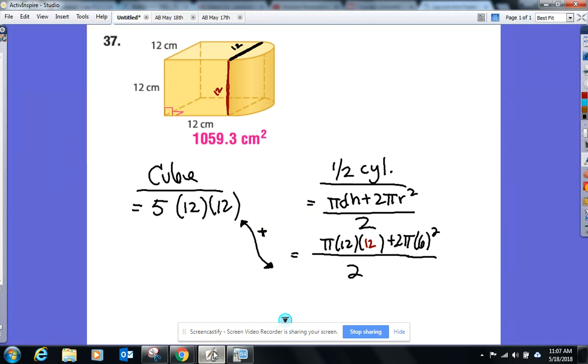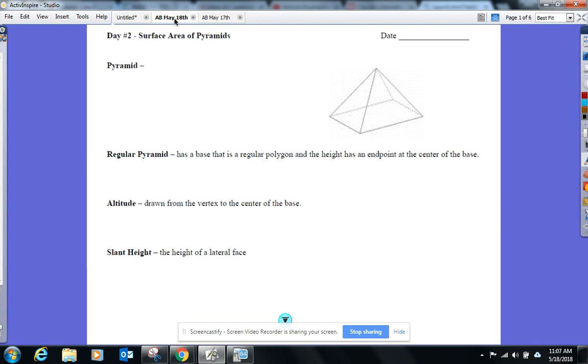Had you guys go on the computer yesterday to do a little cross-section work. Today we're going to have a little background music for some explanations.